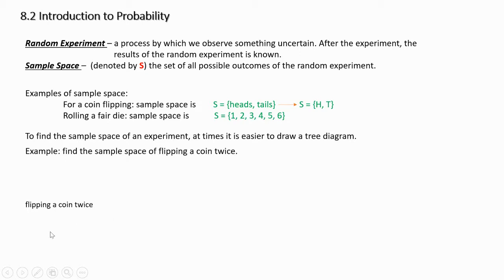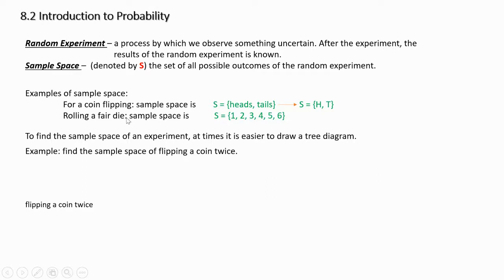Okay, now let's see here. So we have to know what a random experiment and sample space are. A random experiment is a process by which we observe something uncertain. After the experiment, the result of the random experiment is known. Sample space, denoted by S, is the set of all possible outcomes of the random experiment. So for example, if you flip a coin, what can it be, right? The sample space is either heads or tails. So it's going to be either H or T, H for heads and T for tails. Rolling a fair die. A fair die, guys, means that the die is not, what's it called?